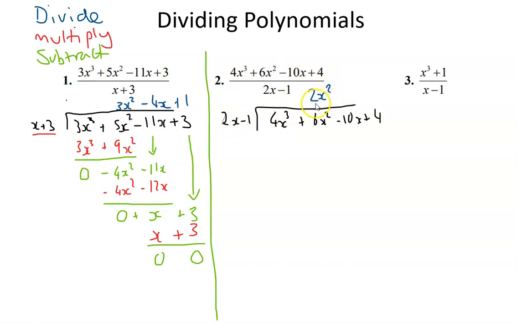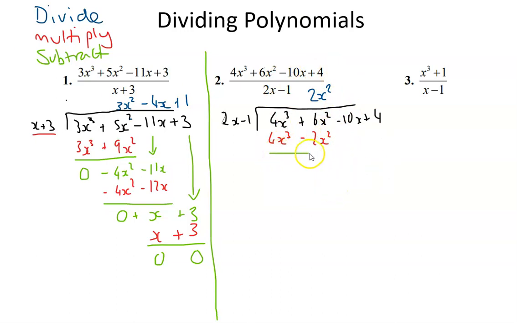Now we times it back. 2x squared times 2x is 4x cubed. Well, that's good, because we always want those ones to subtract to 0, so that's good that that worked. 2x squared times minus 1 is minus 2x squared. Remember to keep all the squareds, all the cubes, all in their columns, so that you keep track of things.